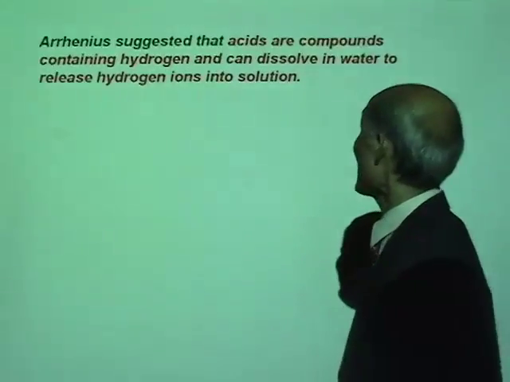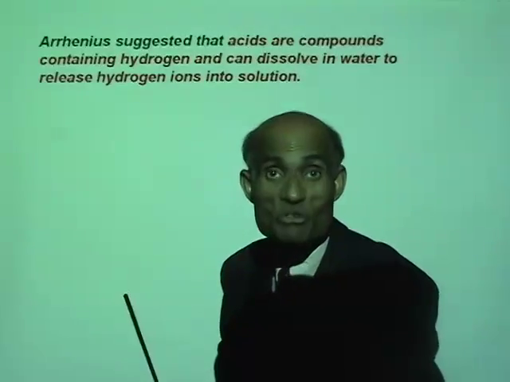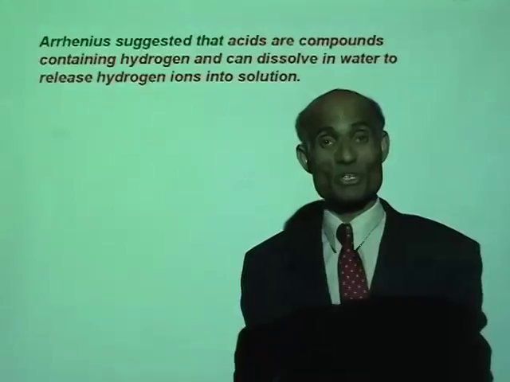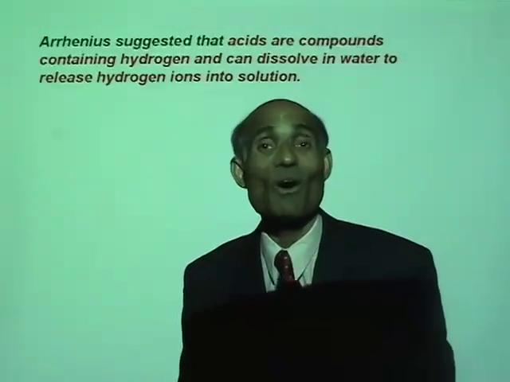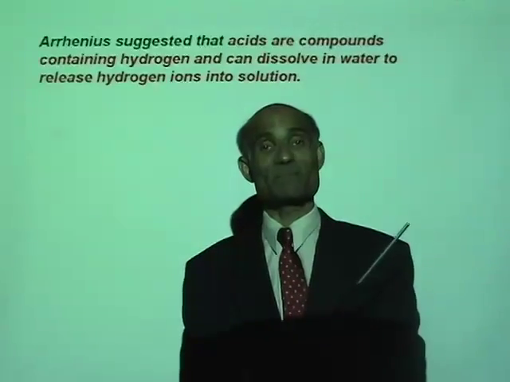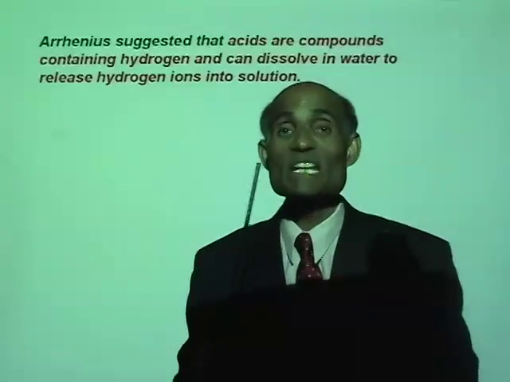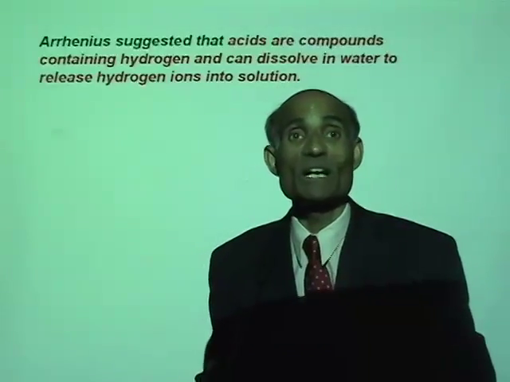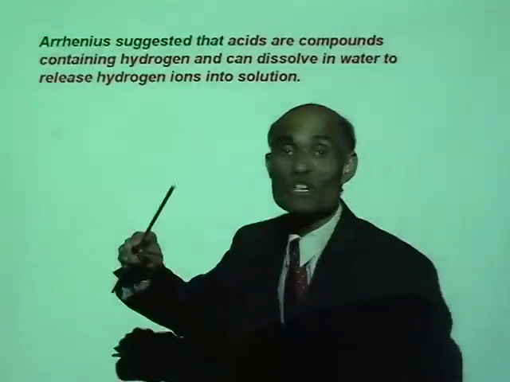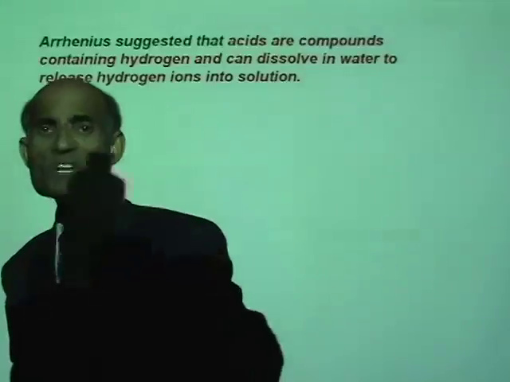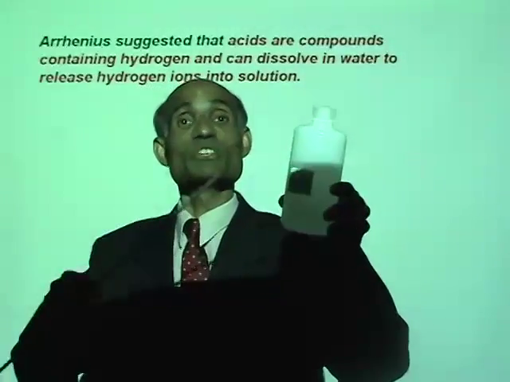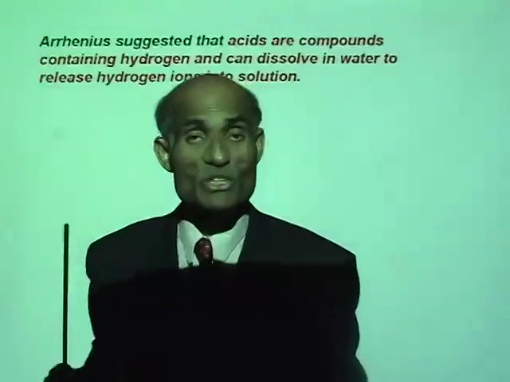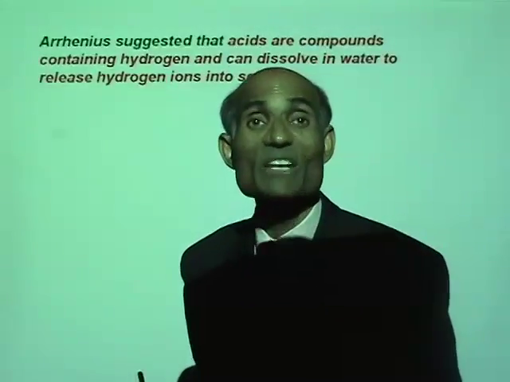Now Arrhenius suggested that acids are compounds containing hydrogen and can dissolve in water to release hydrogen ions into solution. Now here is a better, more technical definition of an acid. So what is an acid? An acid is a hydrogen containing substance that when dissolved in water releases hydrogen ions into solution. For example, you see hydrochloric acid. Hydrochloric acid contains hydrogen. Sulfuric acid is H2SO4. It contains hydrogen.